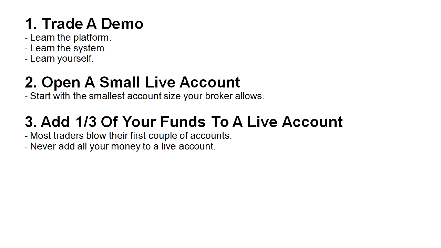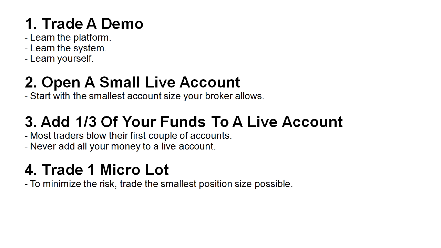Now, step number 4 would be to trade one micro lot. Once you've got an account that is a fair size, 1/3 of the available funds in your account, start off by trading the smallest trade size possible. This is one micro lot. It is going to be generally worth about 10 cents a pip. And if you've got an account that's $1,000, you might think, what the heck is that all about? This is to get you acclimatized to trading live when your account is a certain size.